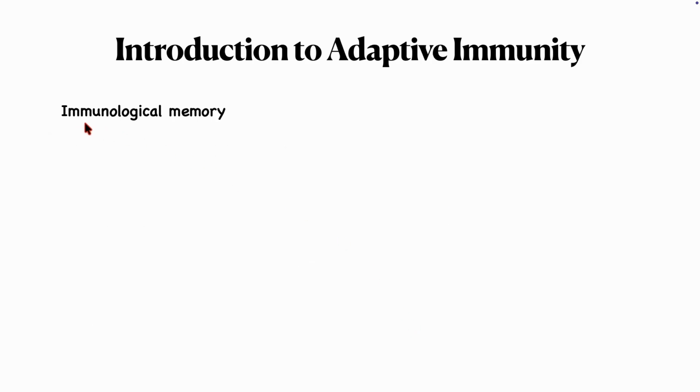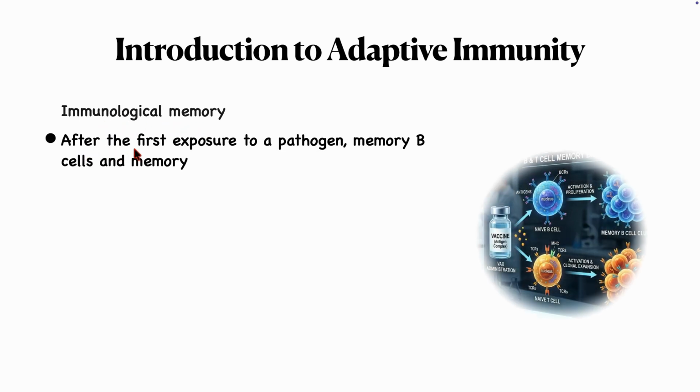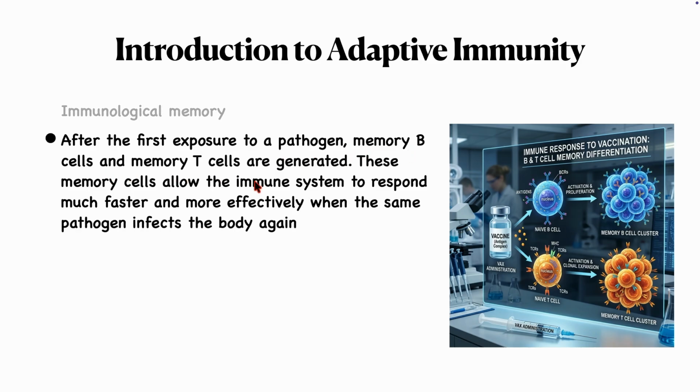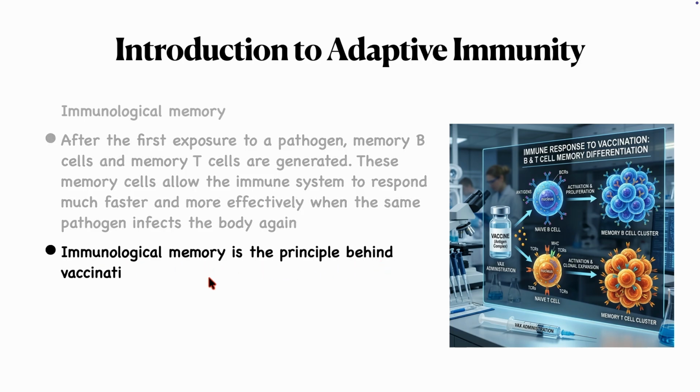Another important feature of adaptive immunity is the development of immunological memory. After the first exposure to a pathogen, memory B cells and memory T cells are generated. These memory cells allow the immune system to respond much faster and more effectively when the same pathogen infects the body again. This immunological memory is the principle behind vaccination.